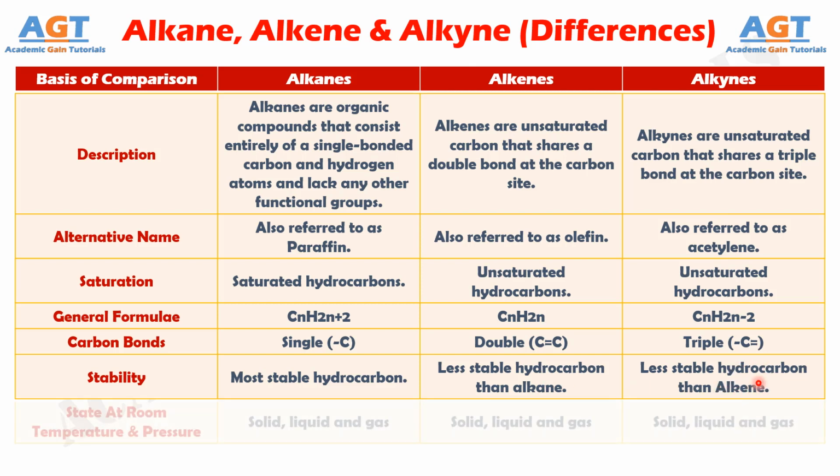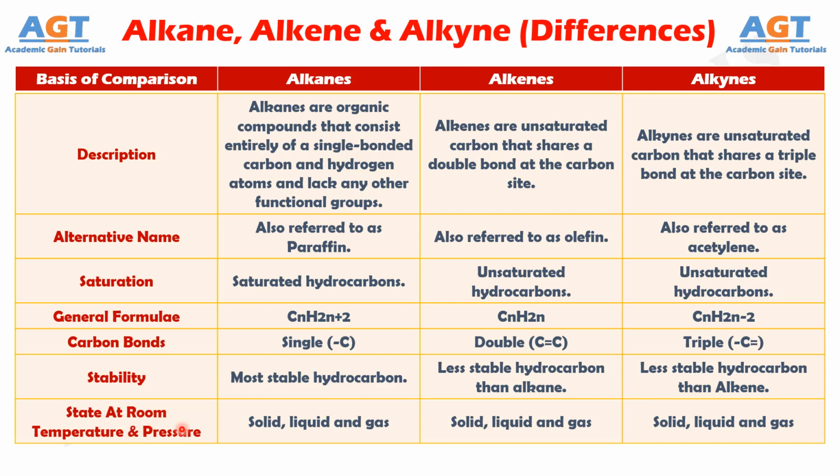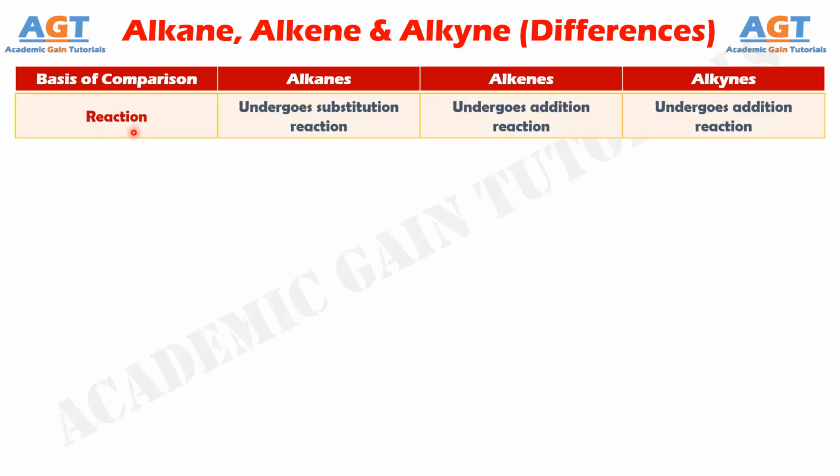If we differentiate them in terms of their state at room temperature and pressure, the alkanes, alkenes, and alkynes are all available in solid, liquid and gaseous states at room temperature and pressure. If we differentiate them in terms of how they react, the alkanes undergo substitution reactions, the alkenes undergo addition reactions, and the alkynes undergo addition reactions.